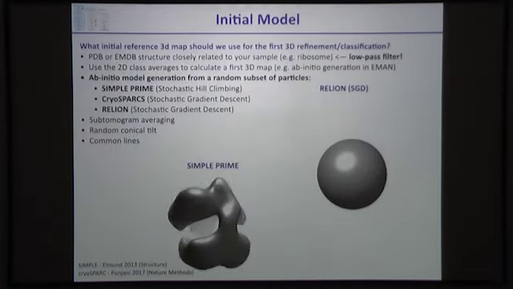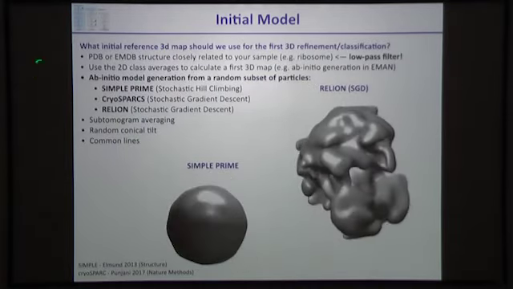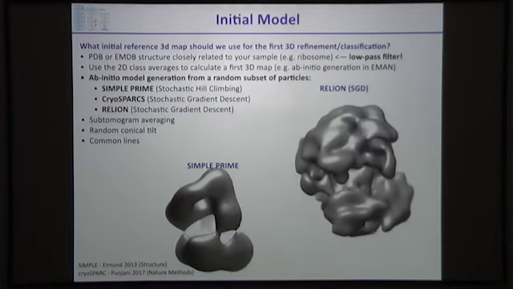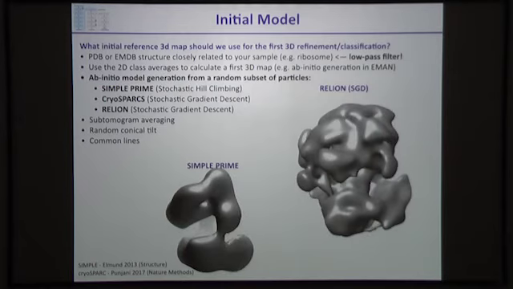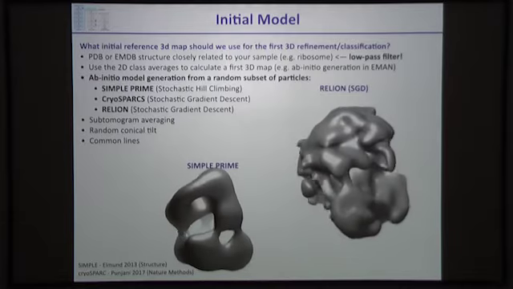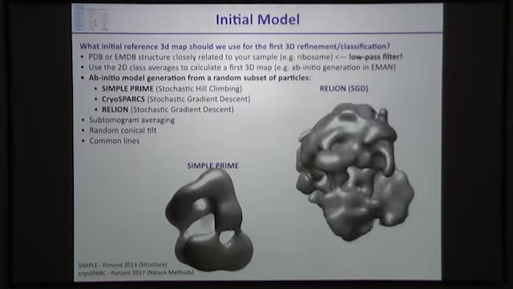There are many different ways of attempting to get a 3D initial model. One would be if you have a PDB or a map in the EMDB that is closely related to your sample, you could use this. For instance, if you're working with a ribosome, it's very likely you will have one that overall looks similar, and you can use that as an initial model. But you should always remember to low-pass filter it to avoid model bias.